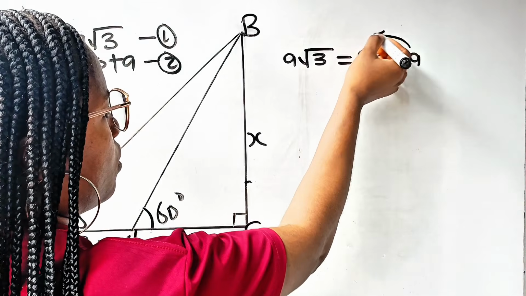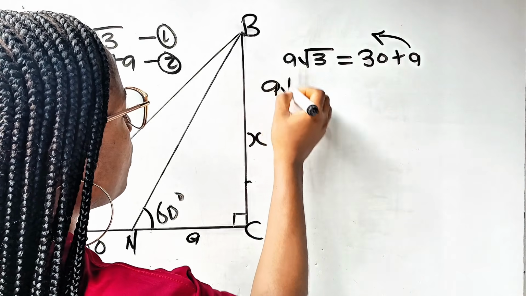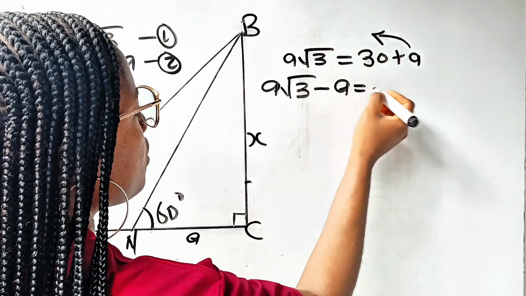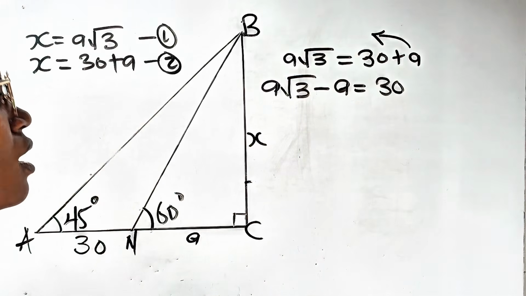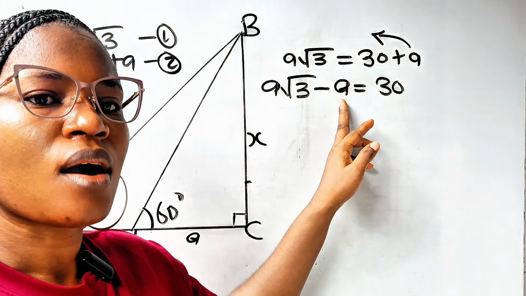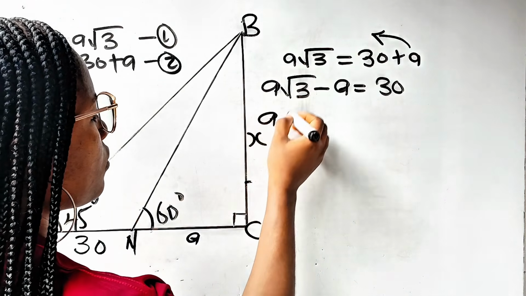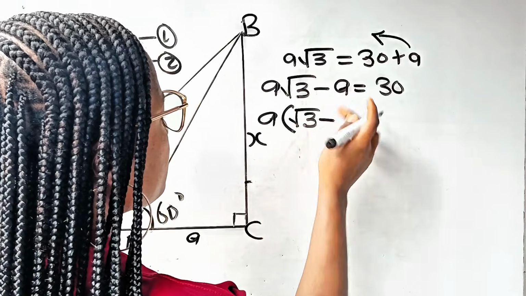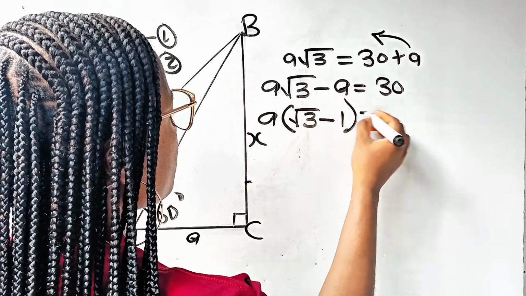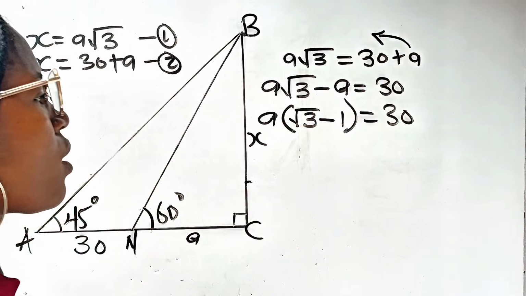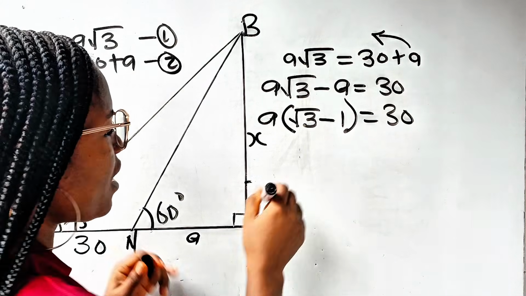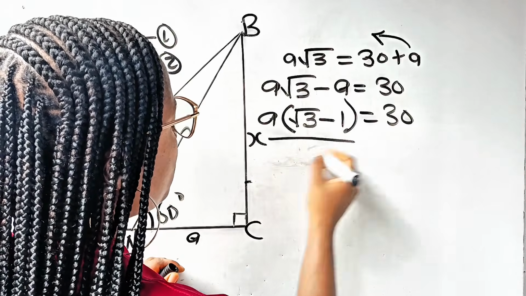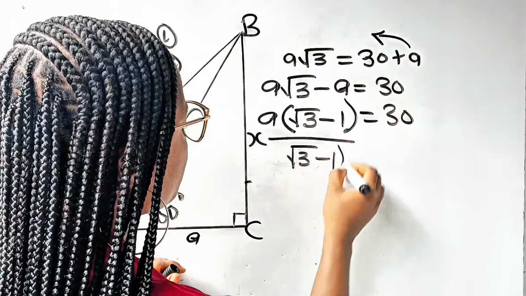So we have A root 3 plus A crosses, it becomes minus A, is equal to 30. Now, if we factorize A out, A root 3 divided by A is root 3, minus A divided by A is 1, is equal to 30. So, moving forward, let's divide both sides by root 3 minus 1.